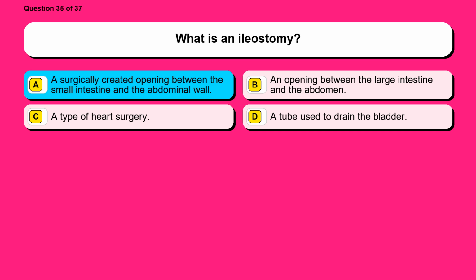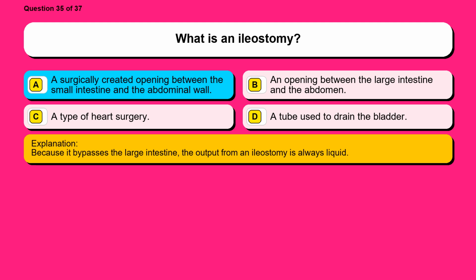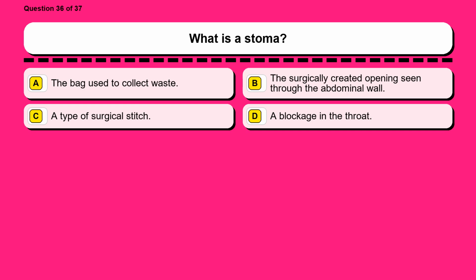The correct answer is option A. A surgically created opening between the small intestine and the abdominal wall. Because it bypasses the large intestine, the output from an ileostomy is always liquid. Question 36. What is a stoma? Option A. The bag used to collect waste. Option B. The surgically created opening seen through the abdominal wall. Option C. A type of surgical stitch. Option D. A blockage in the throat.